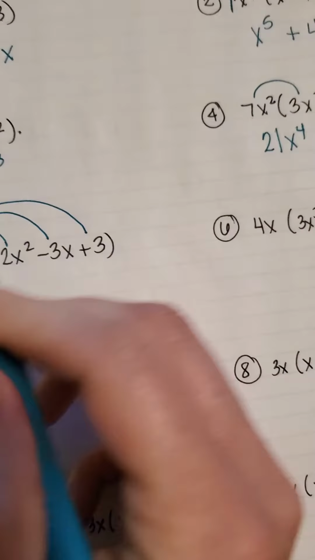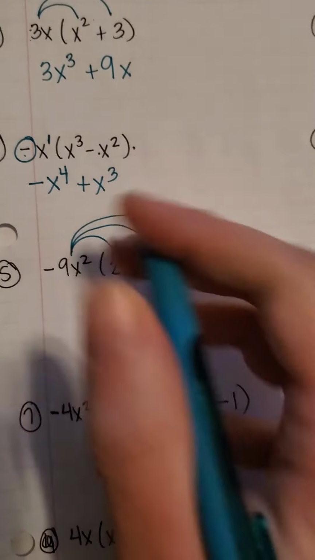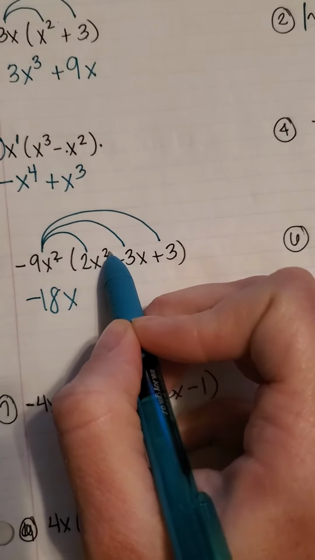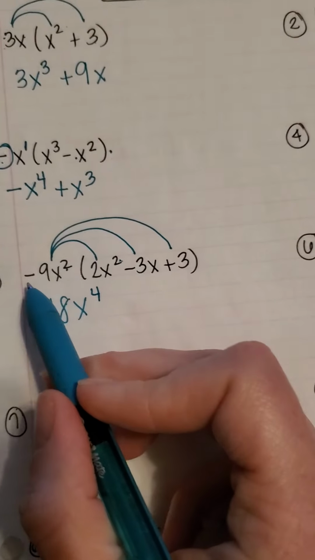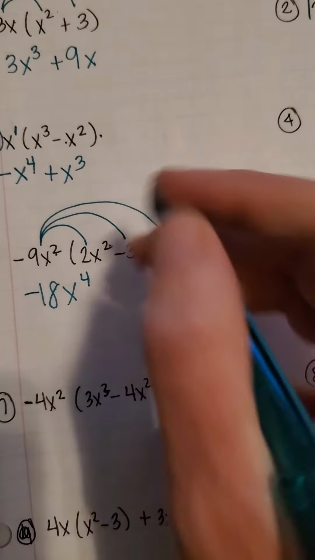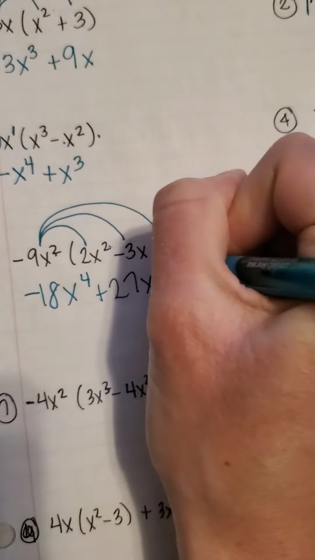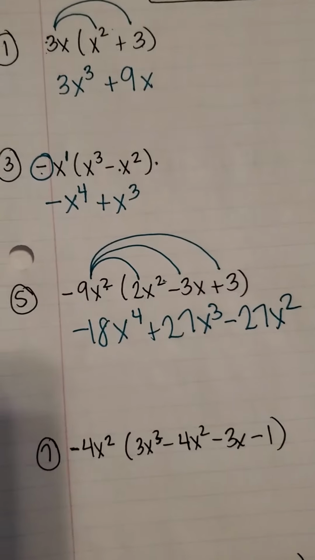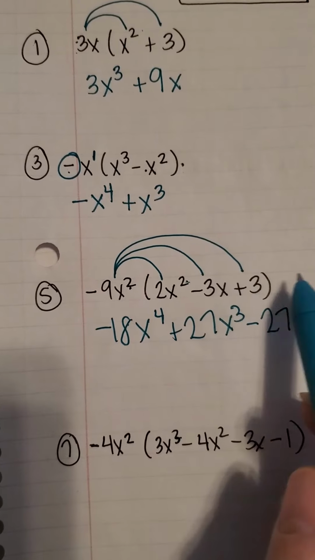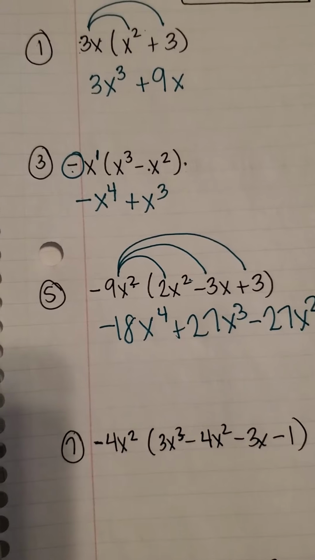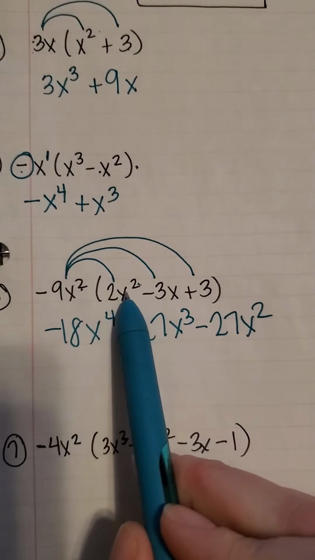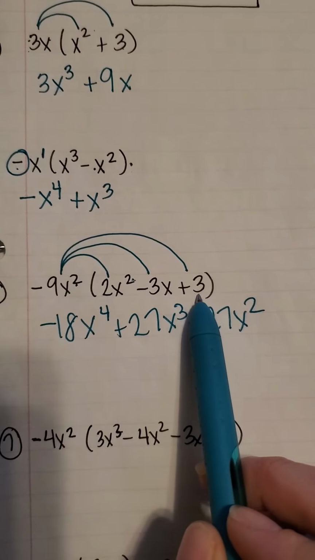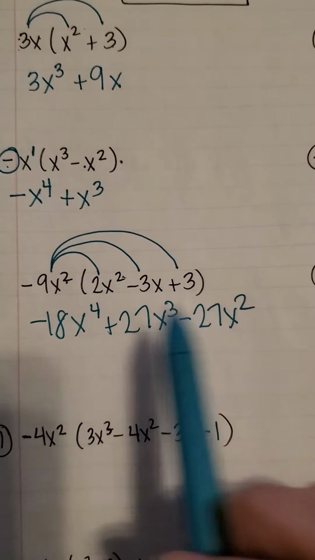Then if I go and multiply, negative 9 times 2 is going to be negative 18. And I wind up with, I have 2 x's, I get 2 more, so now I have x to the fourth. Negative 9 times negative 3 would be positive 27, x to the third, and then minus 27, x squared. Again, multiply what's out in front. Make sure I changed all those signs too. Okay, this was a positive, now it's negative. That was negative, now it's positive. And that one was positive, now it's negative. Just go back and look at some of those things.